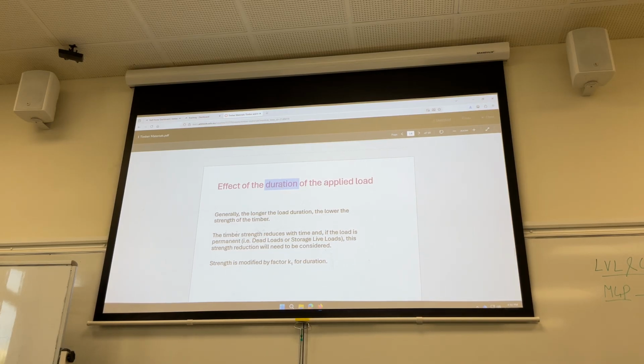Yeah. So the timber strength reduces along the time. If the load is permanent, dead load or storage live load, this strength reduction will be considered. How to consider this? K1.